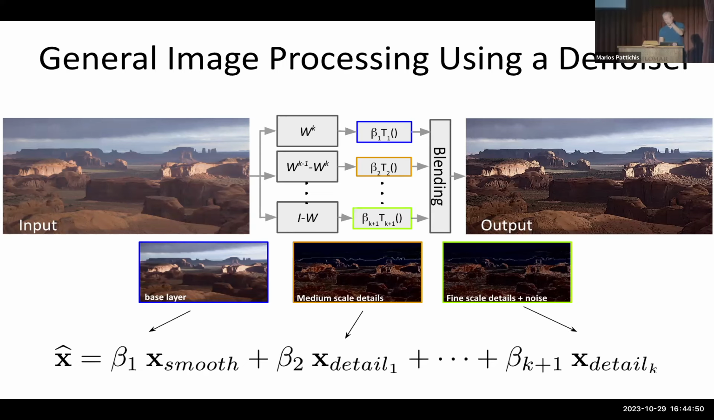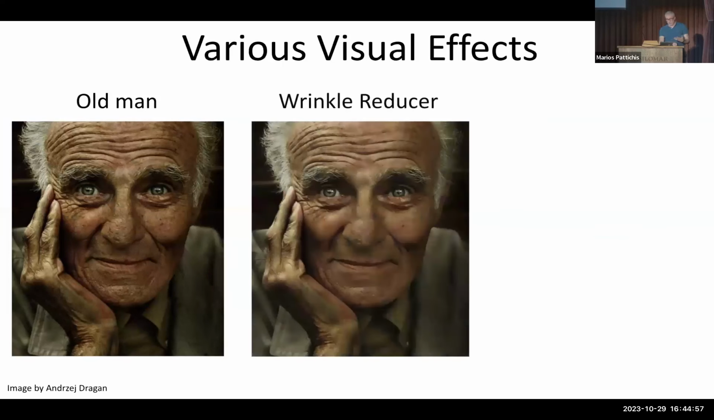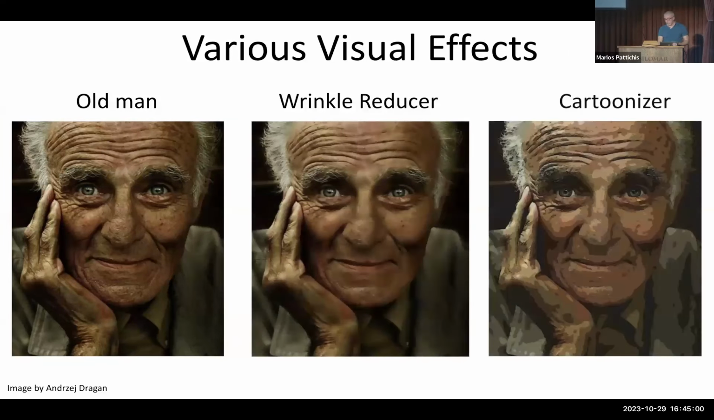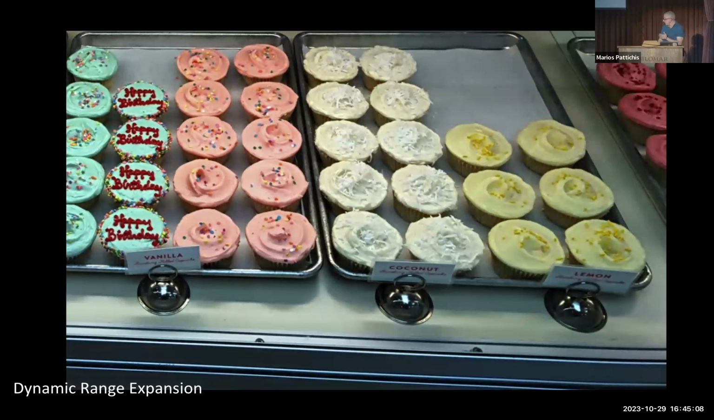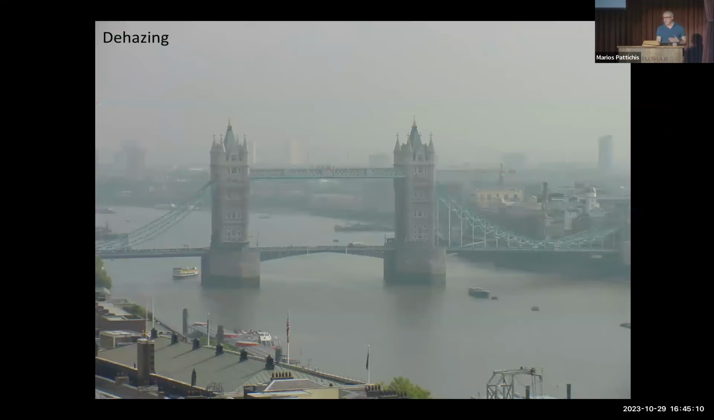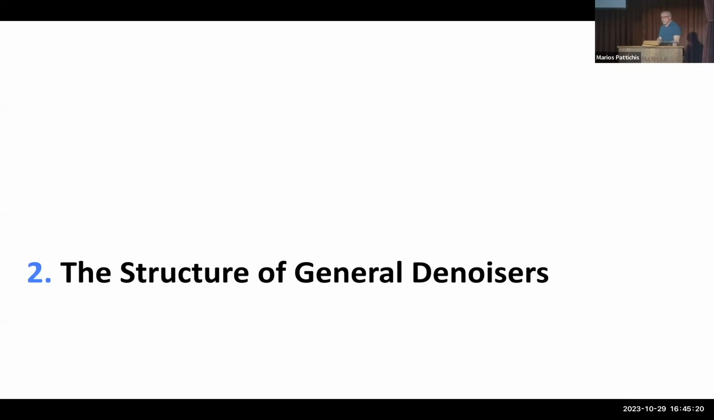So you can take an image and do various nice things to it. For instance, you can have this picture, and now you don't just need to do denoising. You can reduce wrinkles, or create a cartoon, or many other things. You can take an image and squish the dynamic range so that you get a nicer looking output. You can do dehazing. These are all done by changing the parameters and learning different things from reference data. Okay, so this is meant to give a very simple intuition of what you can do with denoisers.